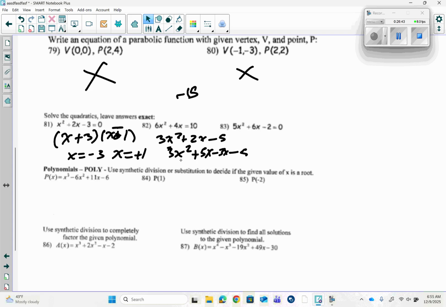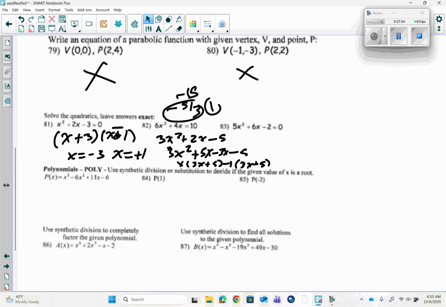And if we solve that, that's going to factor an x out, and so I'm left with 3x plus 5. Factor a 1 out, 3x plus 5. So you're going to get negative 5/3 when you set that equal to 0, and 1. Those are my solutions for number 82.